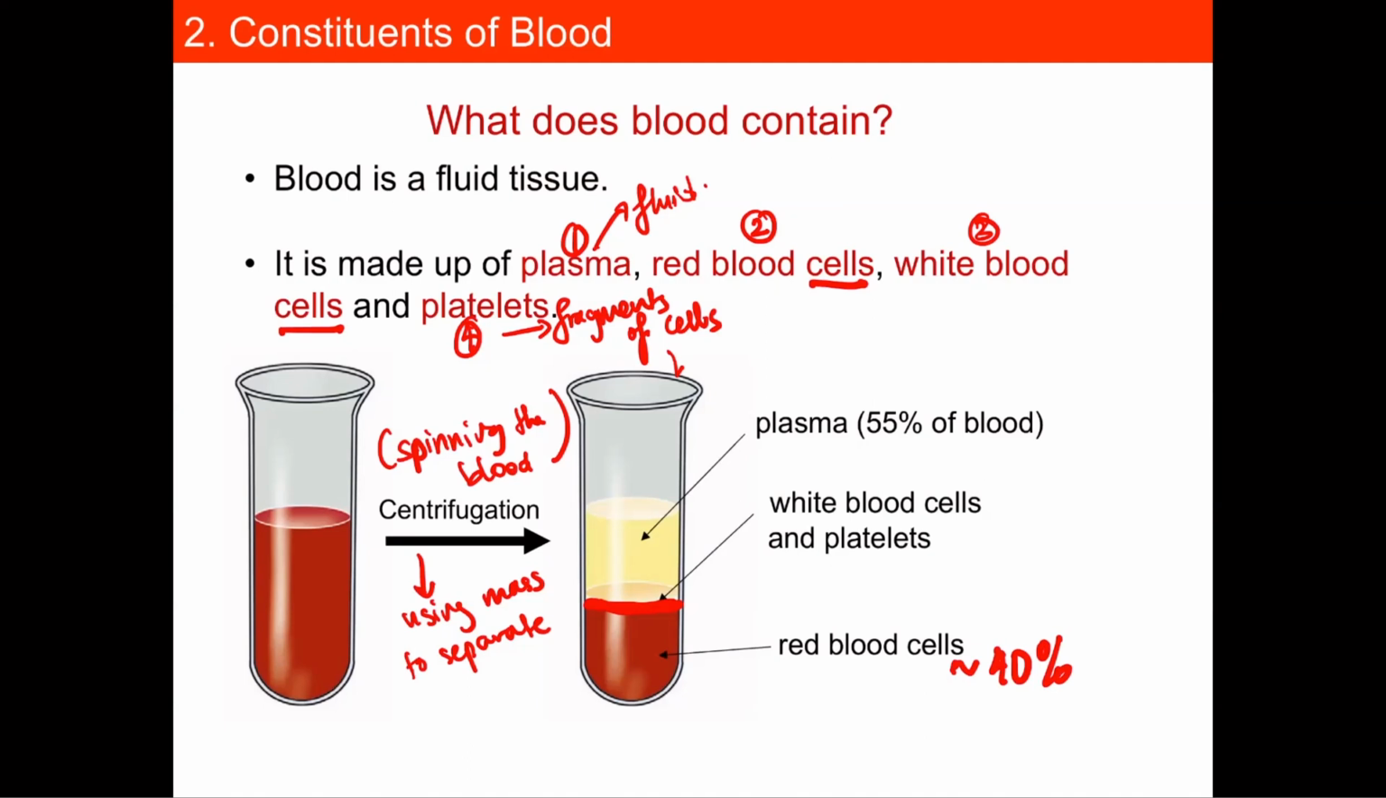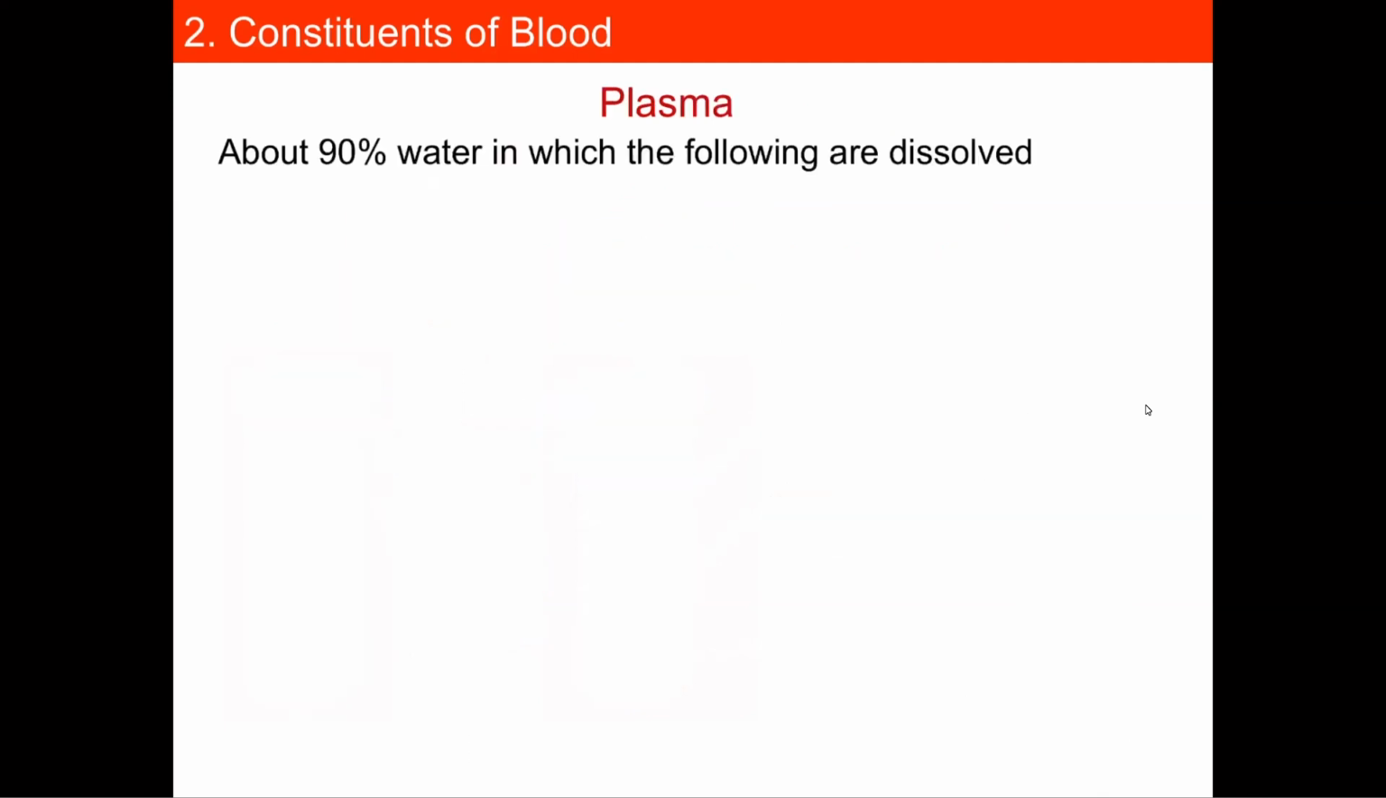Now, we have around 40% of your blood that is red blood cells. That would mean that your white blood cells and platelets are around 3 to 5%. Now plasma, remember, is around 55% of your blood.